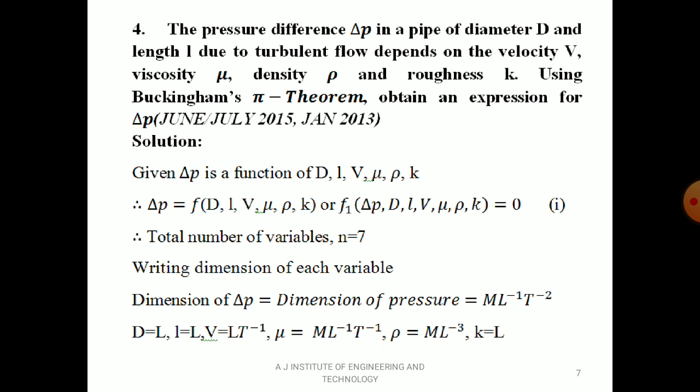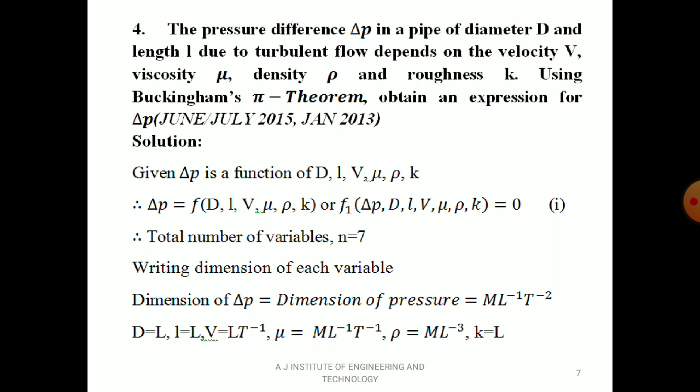So here the pressure difference delta P, which is P2 minus P1 or P1 minus P2, in a pipe of diameter capital D, length is L. Due to turbulent flow, it depends on velocity of flow v, viscosity mu, density rho, roughness k. So using Buckingham Pi theorem, obtain an expression for delta P.